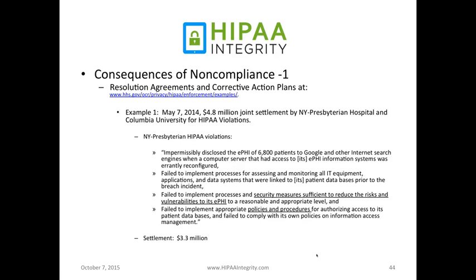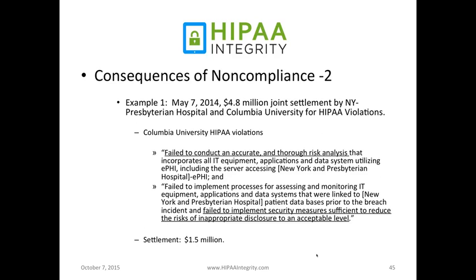They failed to implement processes and security measures sufficient to reduce the risks and vulnerabilities. They failed to implement appropriate policies and procedures. The Columbia violations: failed to conduct an accurate and thorough risk assessment, failed to implement security measures sufficient to reduce the risks, etc. $3.3 million was the settlement with New York Presbyterian, $1.5 million with Columbia.